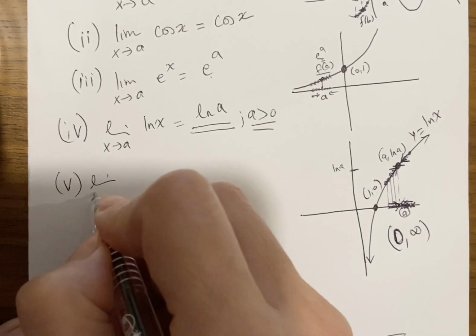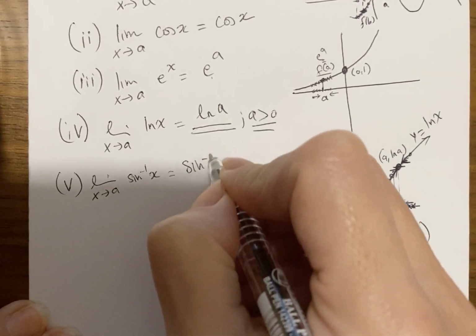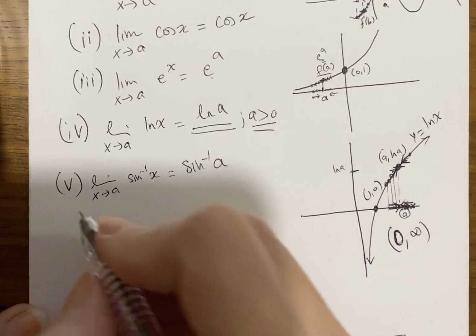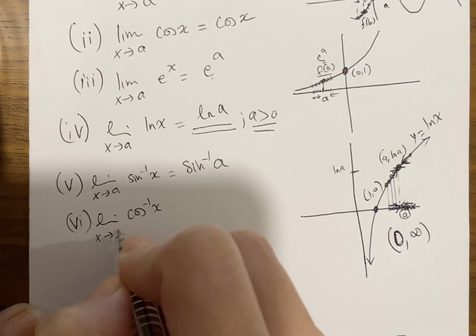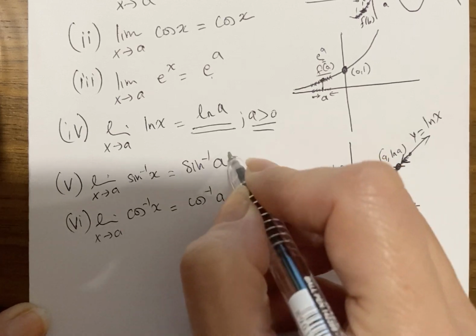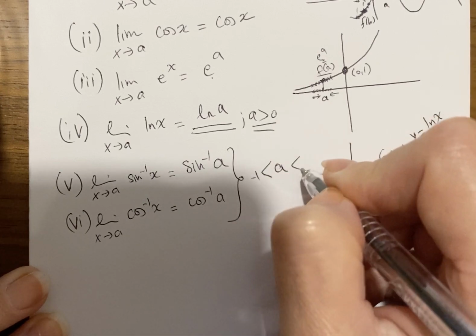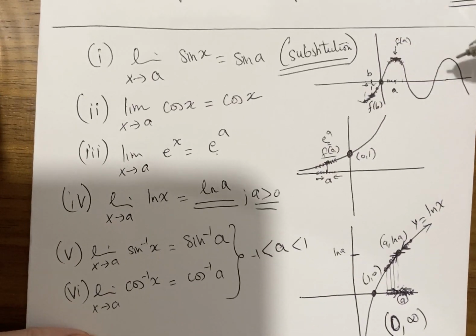Moreover, the limit of sine inverse x around a is sine inverse a. The limit of cosine inverse x around a is cosine inverse a. But here you have to be very careful. The a that you're working with should be between -1 and 1, because if you remember, sine inverse and cosine inverse are only defined from -1 to 1. Why is that the case? Because sine inverse is the inverse function of sine.